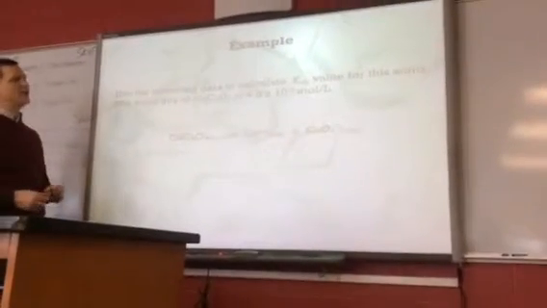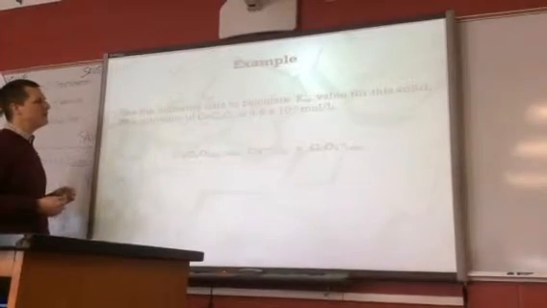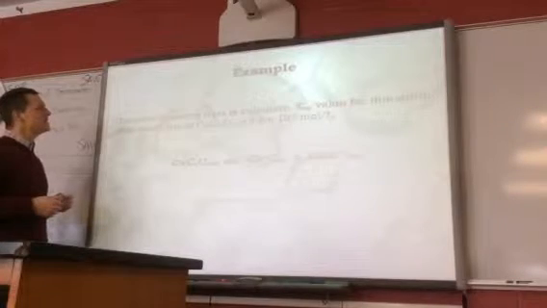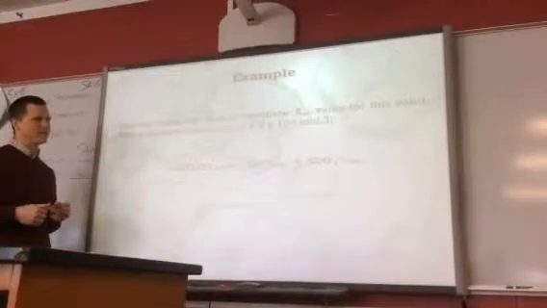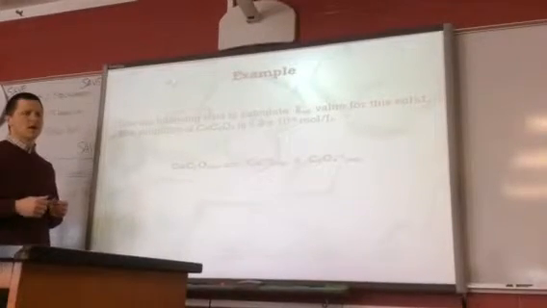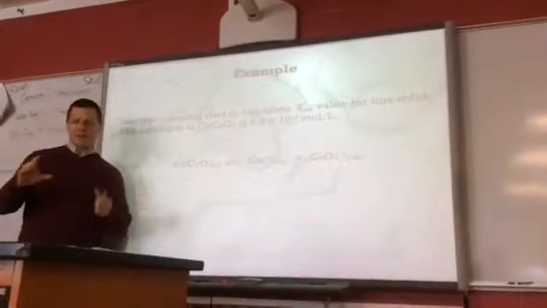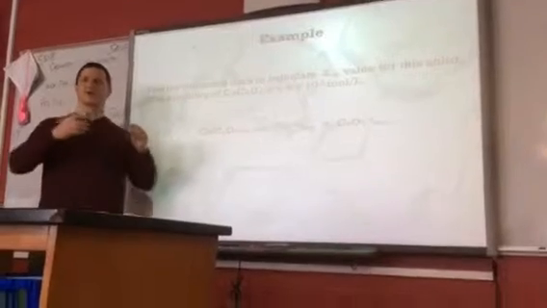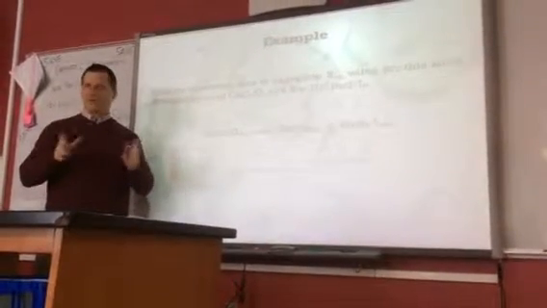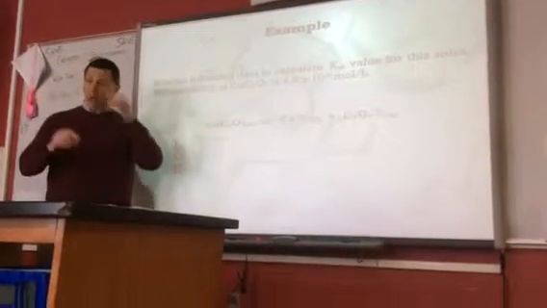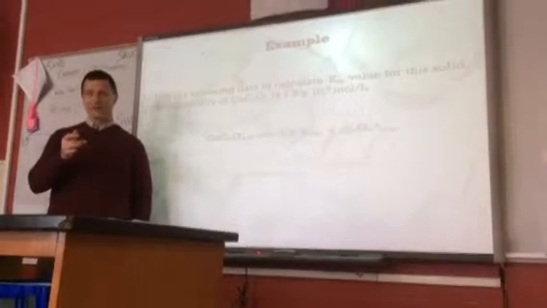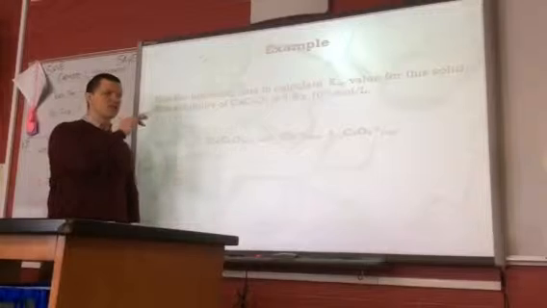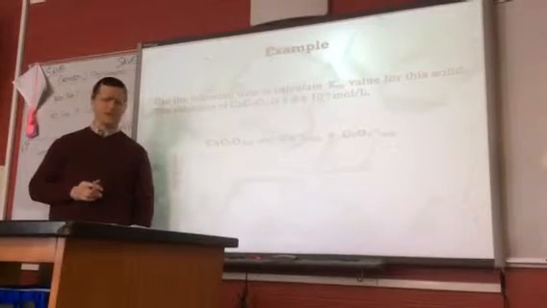Use the following data to calculate the KSP value for this solid. The solubility of CaC2O4 is 4.8 times 10 to the negative fifth. For these problems, if you're in doubt, if you don't really know what to do with the information given to you, try to make an ice table. Now, there are some problems that an ice table won't help for, and we'll talk about that later in the hour. But almost all of these, it's going to be good to organize yourself with an ice table.